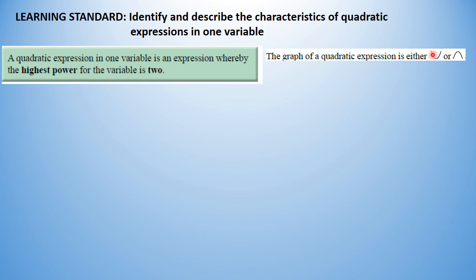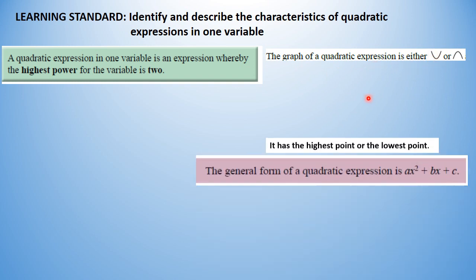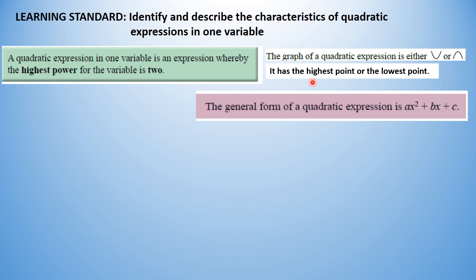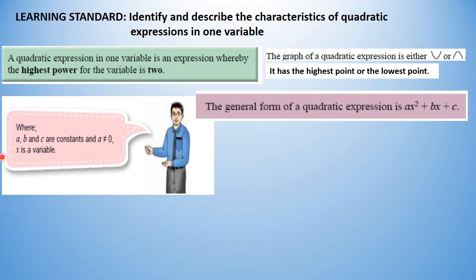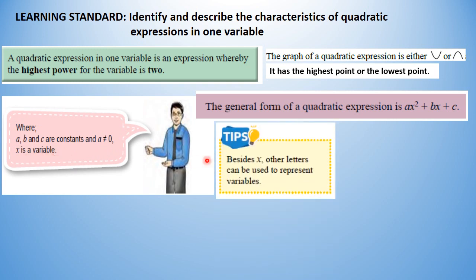And then the graph of the quadratic expression is either in U shape or N shape. It has the highest point and the lowest point. The general form of a quadratic expression is ax squared plus bx plus c. So you look at here, the highest power is 2. a, b, and c are constants, and remember a cannot equal 0, and x is a variable.